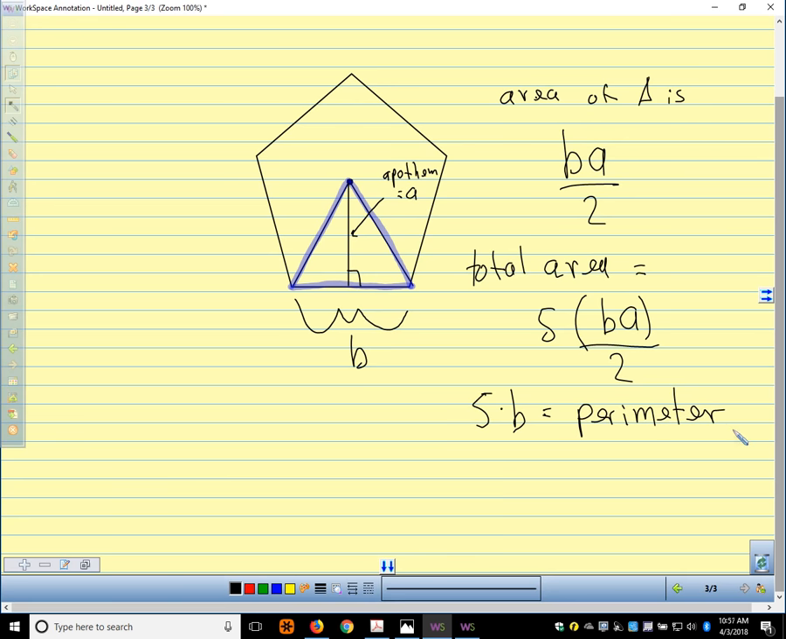And we could do that with a hexagon. We could do it with an octagon. We get the same thing. We'd be adding either 6 of those triangles, 8 of those triangles, however many sides we have.